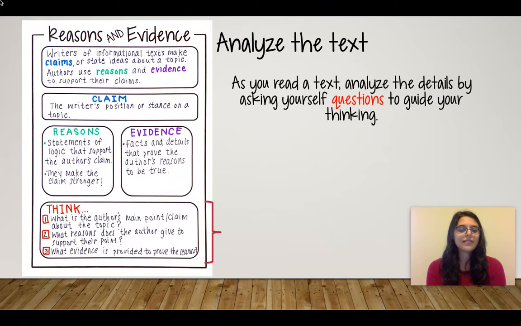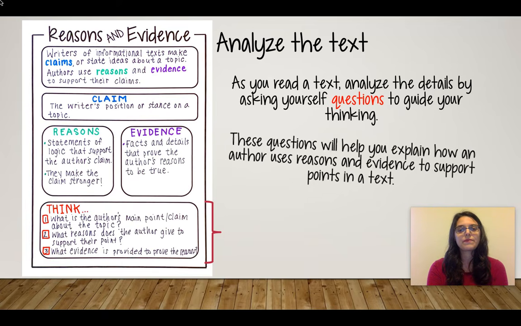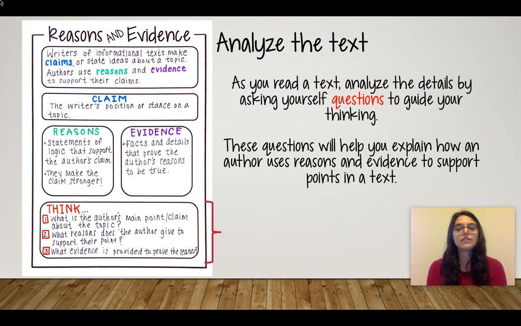So here are some guiding questions that you can ask yourself when talking about reasons and evidence and trying to isolate claims. So first thing you're going to do is ask yourself, what is the author's main point or claim about the topic? So you're going to think about the topic and find the main point and claim. Once you do that, you're going to go to step 2. And you're going to ask yourself, what reasons does the author give to support their point? Then, once you have those reasons, you're going to think, did they prove it? What evidence is provided to prove those reasons? They can't just state the reasons. They need to provide evidence to back it up. These questions will help you explain how an author uses reasons and evidence to support points in a text.